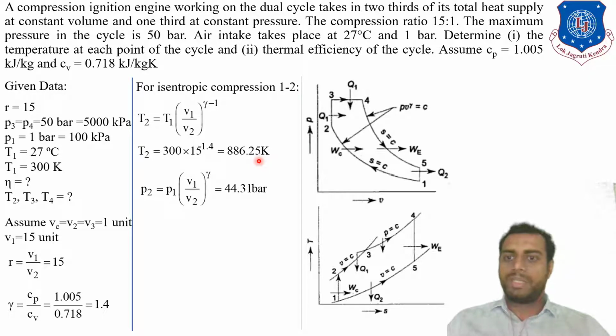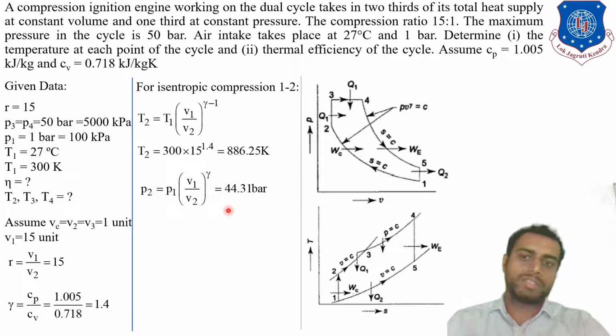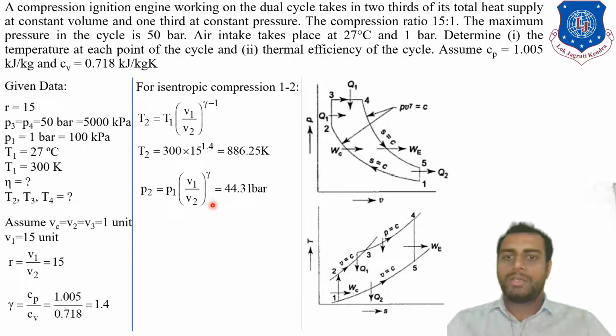Now further, P2 is equal to P1 into (V1 by V2) raised to gamma. Again this can be written for an isentropic process. Remember, an isentropic process is nothing but a reversible adiabatic process. So for that you can write the PVT relation, the pressure, volume and temperature correlation, and from that correlation P2 is equal to P1 into (V1 by V2) raised to gamma is written. Here if you substitute the value of P1 as 1 bar, remember students, don't substitute the value of pressure in bar. Whenever you are dealing with a numerical in thermodynamics, keep pressure in pascal or kilopascal. Here V1 by V2 is 15, so substitute the value, and you will have the pressure P2 as 44.31 bar.